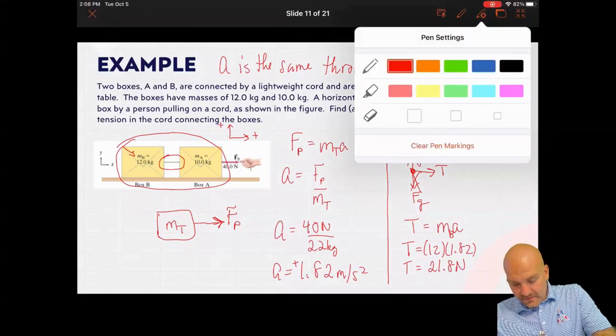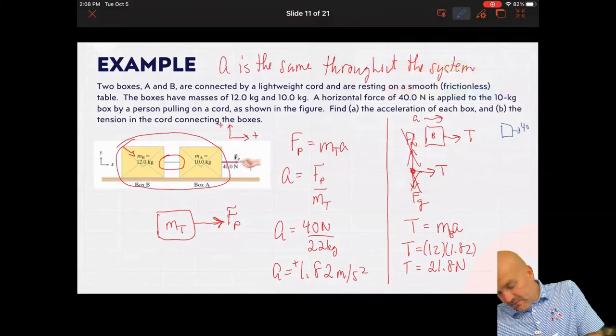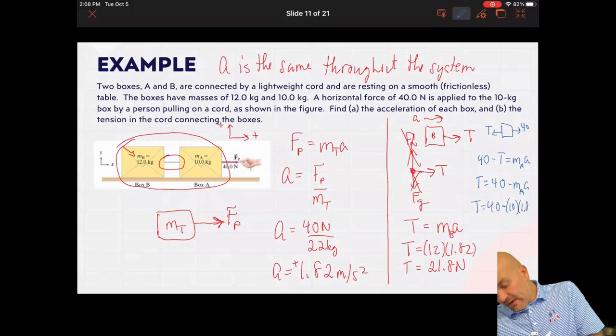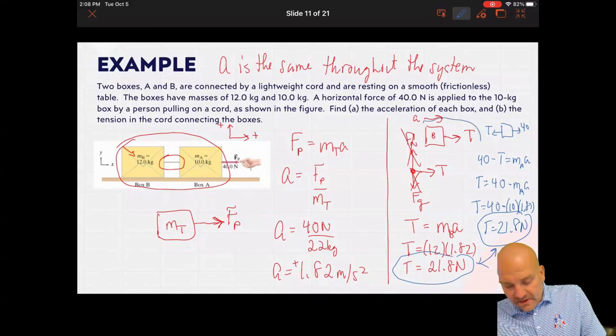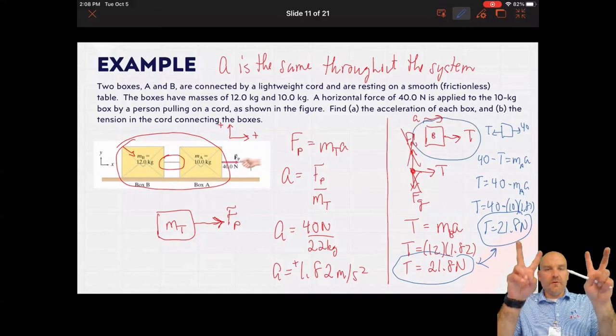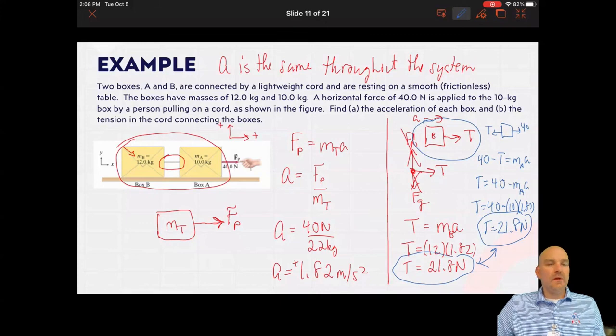You could do this for the other box, right? So if I'm going to do it for the other box, I have 40 newtons here, and then I have this tension here. And so I could also do 40 minus T equals M_A times acceleration. And so my tension would be 40 minus M_A, the mass of A times acceleration. So it'd be 40 minus 10 times 1.82. And lo and behold, what do you get? 21.8 newtons. You get the same answer regardless of which box you choose. I just chose box B because it has the least amount of forces. It's the quote-unquote easiest one to handle. So again, next set of videos, we're still going to keep working on applications.